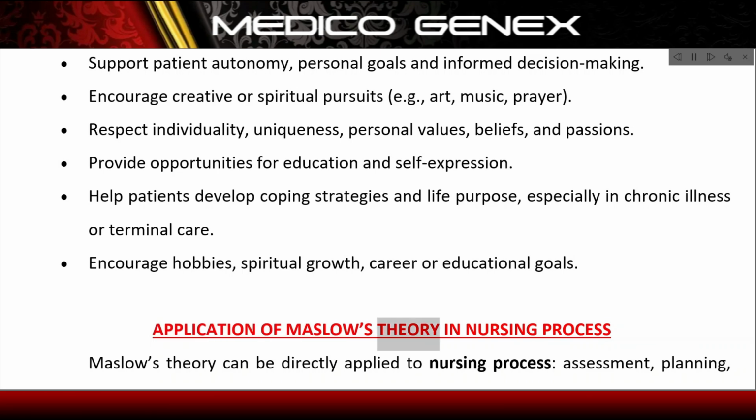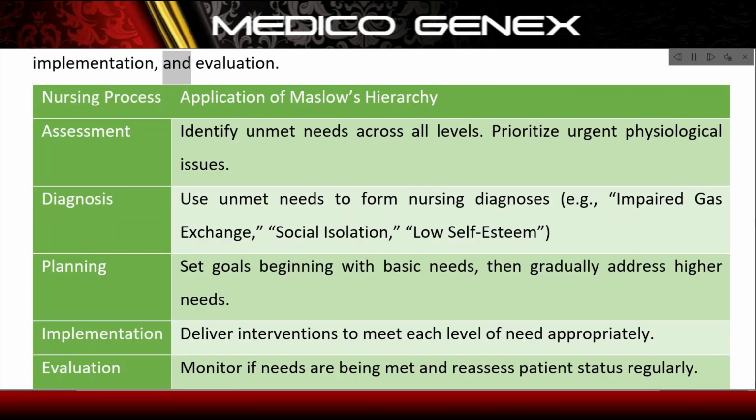Application of Maslow's theory in the nursing process. Maslow's theory can be directly applied to the nursing process: assessment, planning, implementation, and evaluation. Nursing process: application of Maslow's hierarchy.